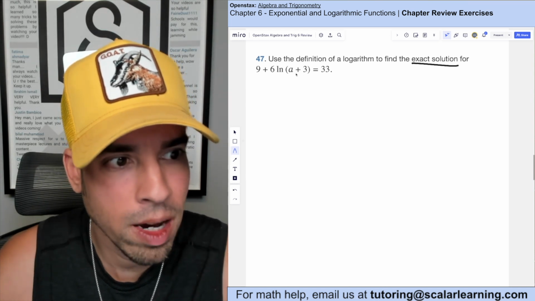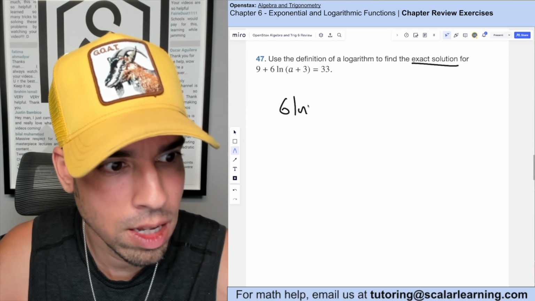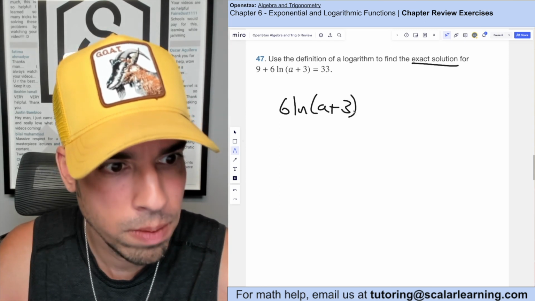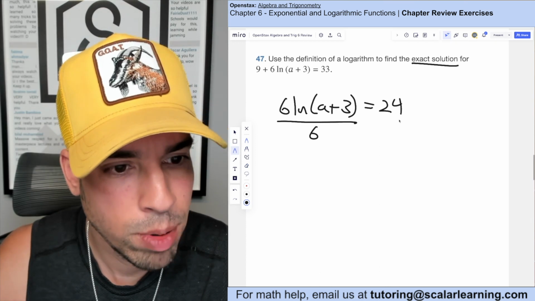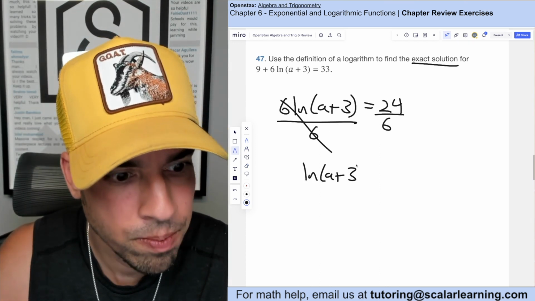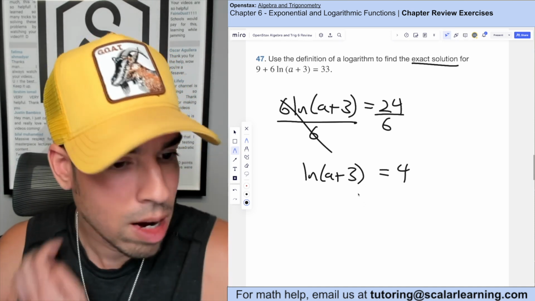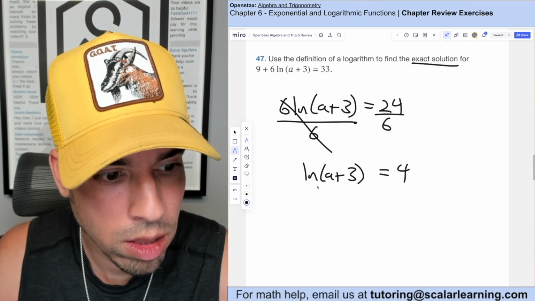So here we're going to use the definition of a logarithm to find the exact solution for this equation. So I'm going to start by isolating a. We're going to subtract 9 from both sides. So I get 6 ln of a plus 3 equals 33 minus 9, which is 24. So now I'm going to divide both sides by 6 like so, and I get ln of a plus 3 equals 4.